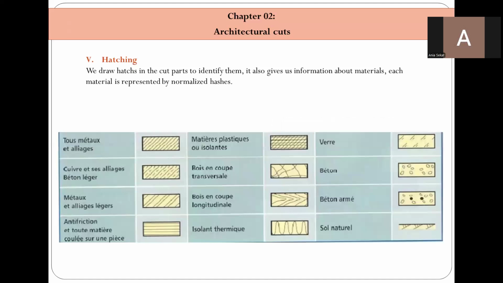Vertical. We draw hatches in the cut parts to identify them. It also gives us information about materials. Each material is represented by normalized hatches.